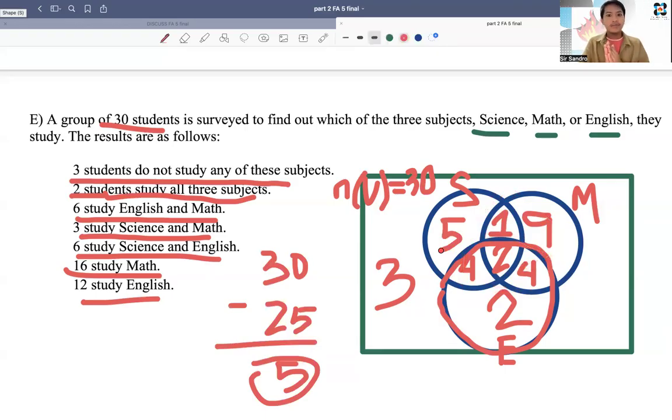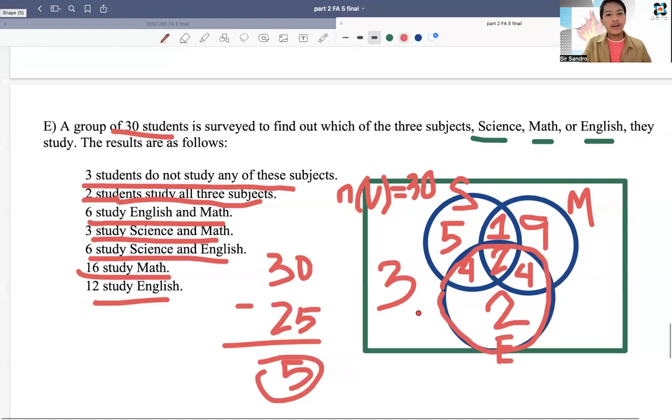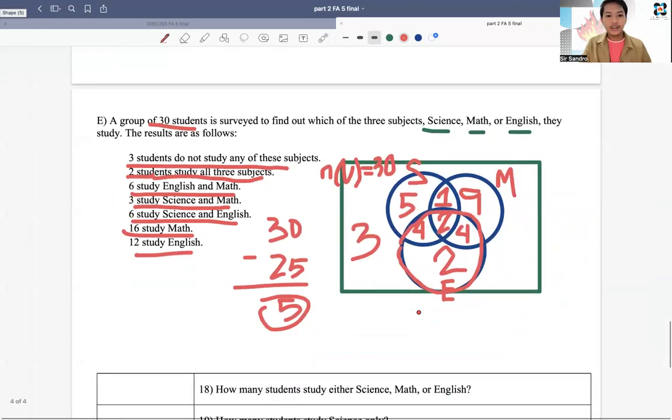So, we're done with our Venn diagram. I want you to compare notes. Compare the output of Sir Sandro here with your output, to see if we're the same. If we're the same, you're very sigma. Very, very sigma. Okay, now I think we are ready to answer questions.